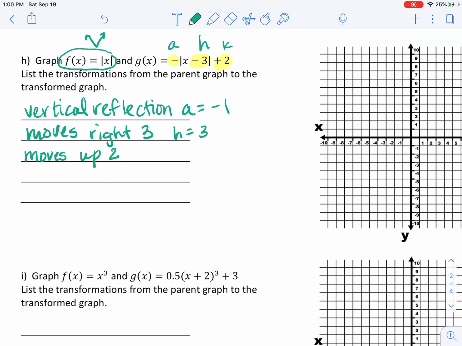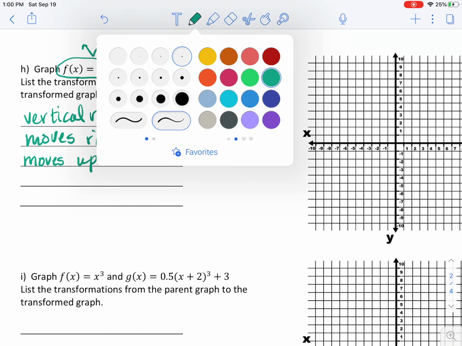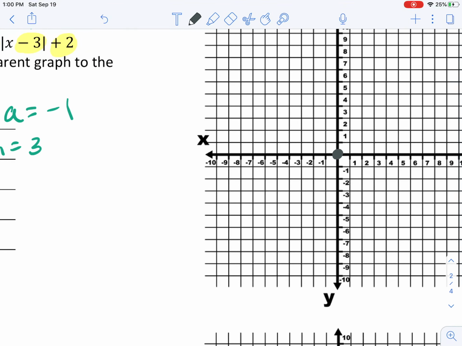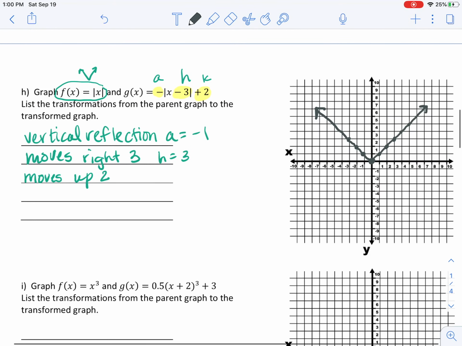Let's put the parent graph on there just so we can see. The absolute value of 0 is 0, absolute value of 1 is 1, 2, 3. And it goes up at a 45-degree angle to the right. Absolute value of -1 is +1, -2 is +2, and so on. And so we have a slope of 1 for this line and a slope of -1 for this line. So that's the parent function.